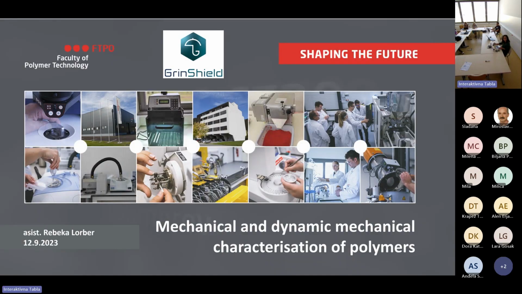Okay. First, a little bit about me. My name is Rebecca Orber, and I'm assistant at TPO in polymer processing topic and functional polymers. I also do my PhD at Montana University Leuven in topic of processing of polymer-based vitrimers. And today I'm going to present mechanical and dynamical mechanical analysis and characterization of polymers.